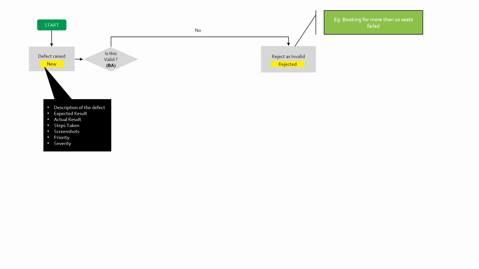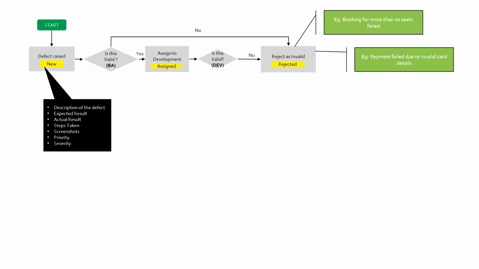So this is one scenario where the business analyst rejects the defect. Let's say the defect is validated by the BA and it's a valid one, then it gets assigned to the development team. So now the status of the defect will change to assigned, and then the development team will look at the details, and if they find it's invalid, then they will do the same thing as what the BA did, which is they will reject it as invalid, and the status of the defect will go to rejected.